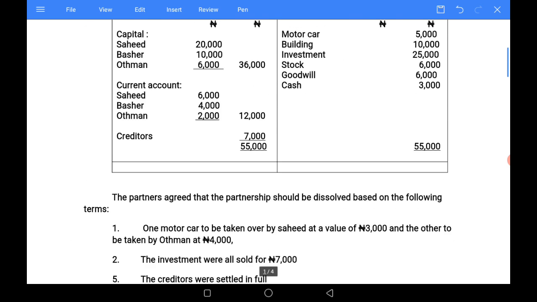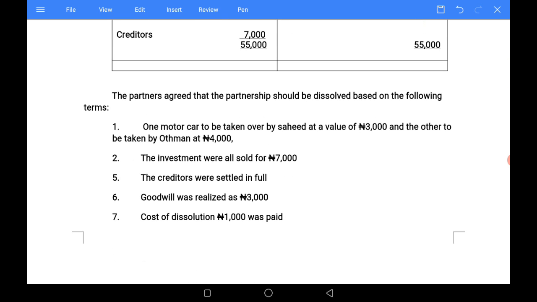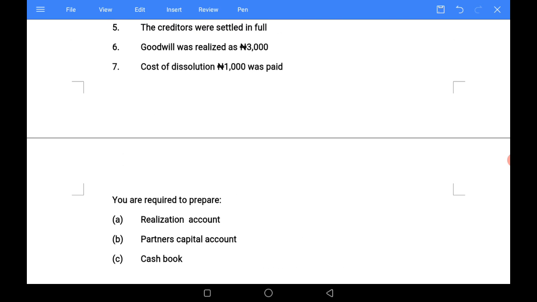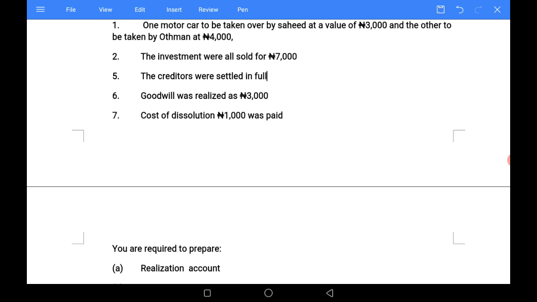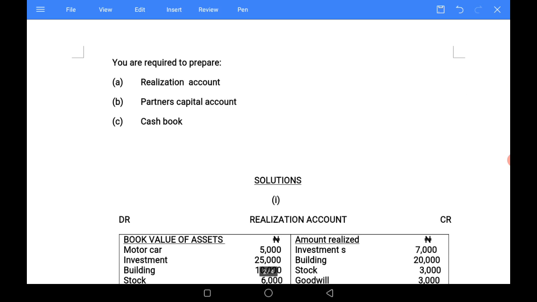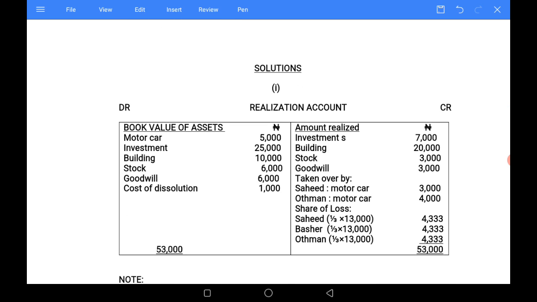So that's the question. The partners take over some of the assets of the business. Saeed took one motor car while Othman took another, the second motor car. The creditors were settled in full. Therefore, there will be no discount on creditors. Then cost of dissolution was 1,000 naira and it was paid. Then goodwill realized 3,000 naira and investment were sold for 7,000 naira. And the question now requires us to prepare realization account, the partners' capital account, as well as the cash book.